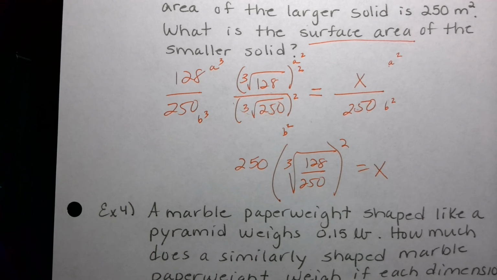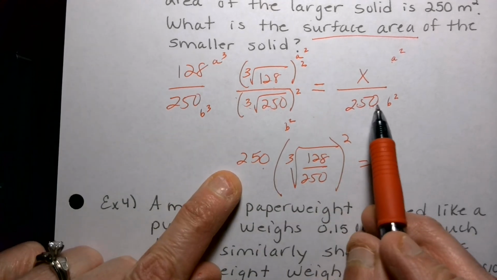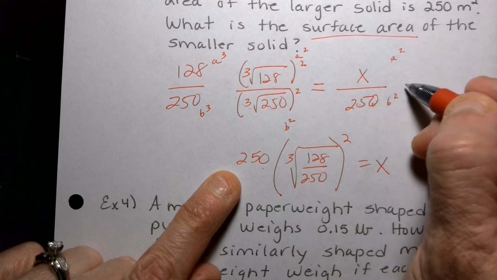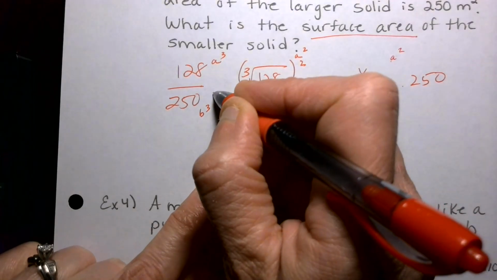Okay, you can put the cube root and do the dividing in there and then just do the one big square. That's probably a little simpler. And I multiplied by the 250 because I wanted to get rid of it over here. So I multiplied both sides by 250.